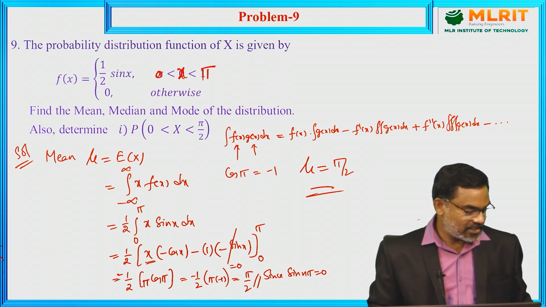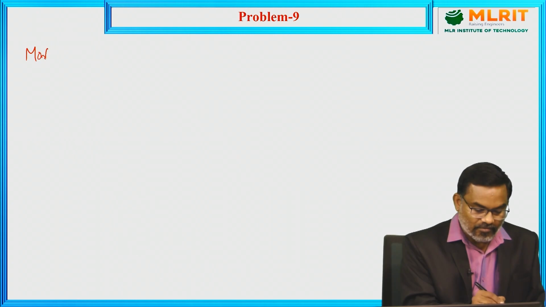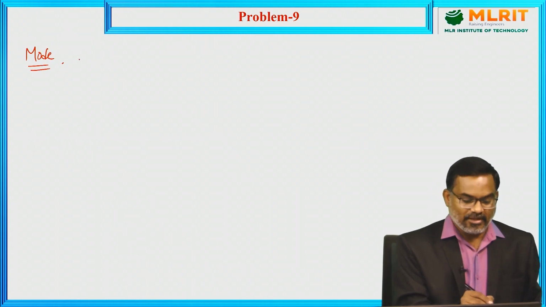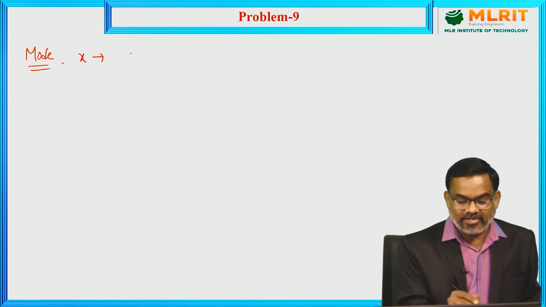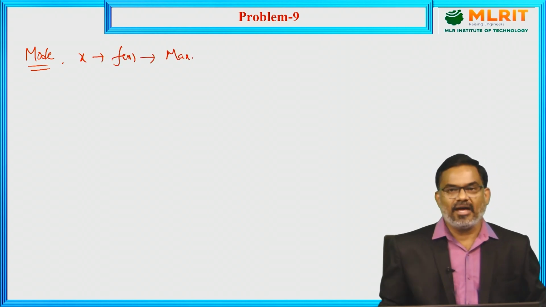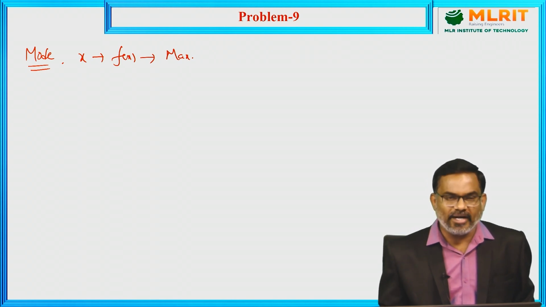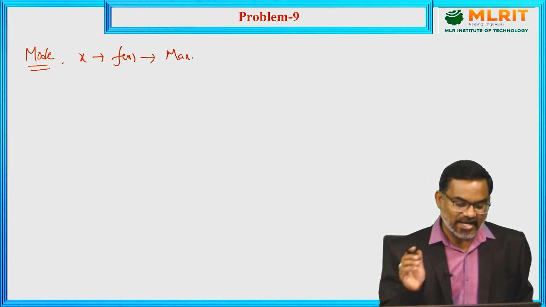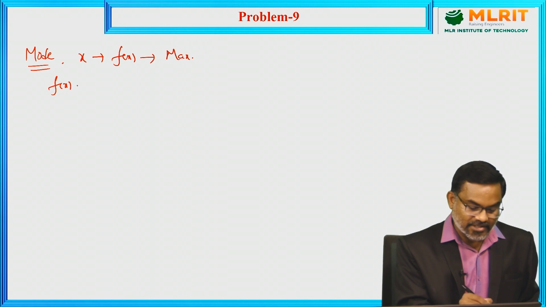Now, let us find the mode. What is mode? The point x at which f of x attains its maximum value. Mode is the point at which the function attains its maximum value. Now, what is the given function? f of x is half into sin x.